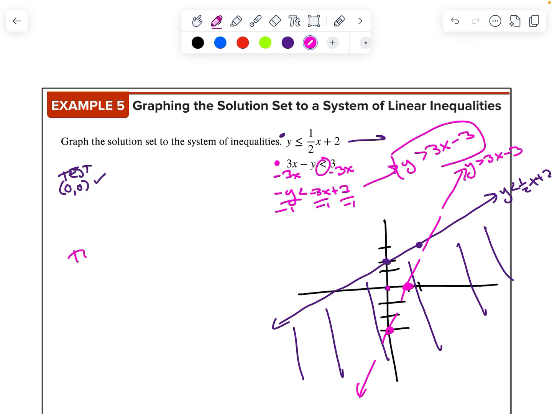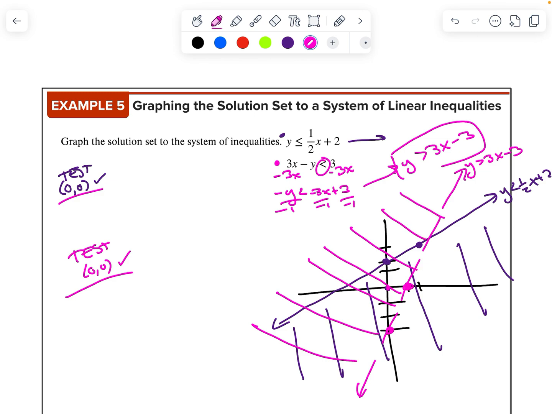So I'm going to test 0, 0. Again, I'll leave this for you to test, right? Test the point 0, 0 and see if it works. It does. So then I need to shade towards that pink region. Notice if I shade towards the pink dot that I have there, I get this shading.